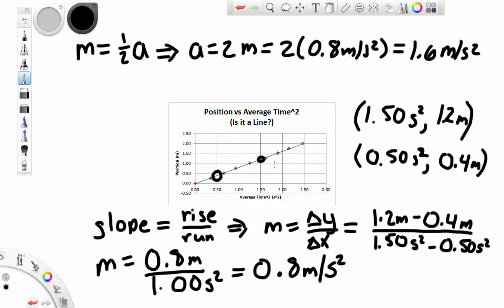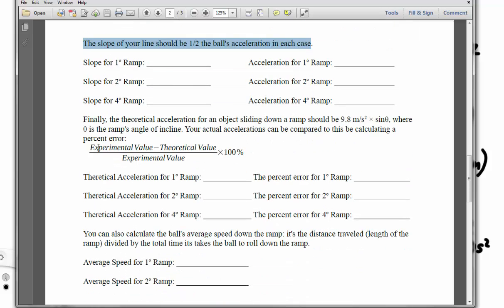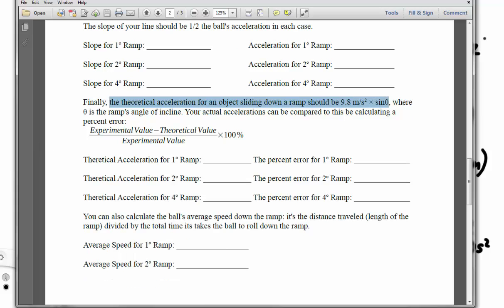But you can make a more thorough graph than the one that I've made because you're not having to try and demo this on a screen. So hopefully you can get at least two significant figures. So what should the acceleration actually be here? Because the last step is to try and get an experimental minus a theoretical. And notice that it says here the theoretical acceleration should be 9.8 meters per second squared times sine of theta, where theta is the ramp's angle of inclination.